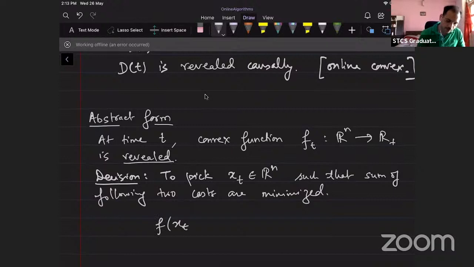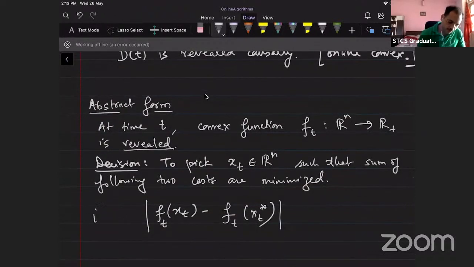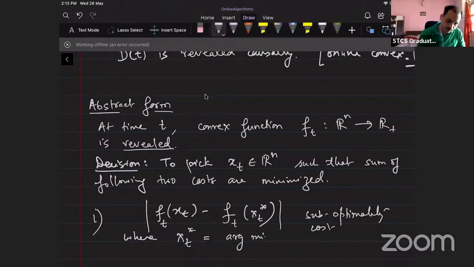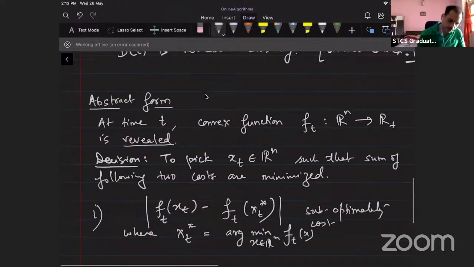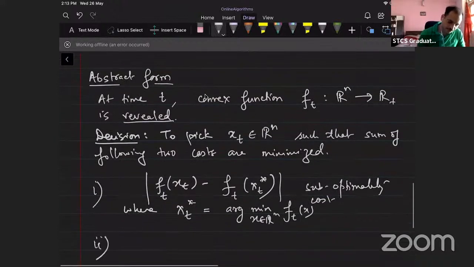f_t of x_t minus f_t of x_t star. So this is one type of cost. The other type of cost is... so this is the suboptimality cost, where x_t star is the argmin of f_t of x. Okay, and the second type of cost is the movement cost, which is c of x_t comma x_t minus 1.